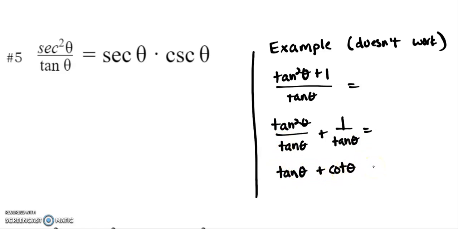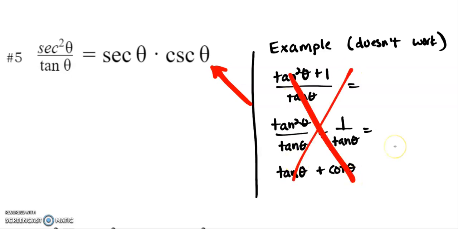Okay, here's the deal. That's not really helpful to this problem because right now I don't have secant or cosecant. So all of that math I just did is true, but not going to help me because it's not going to get me to secant and cosecant. Secant and cosecant come from sine and cosine. So I need to find a way to push sine and cosine back into this problem.